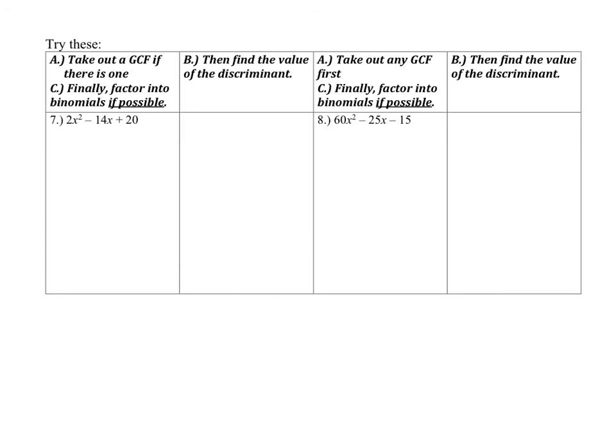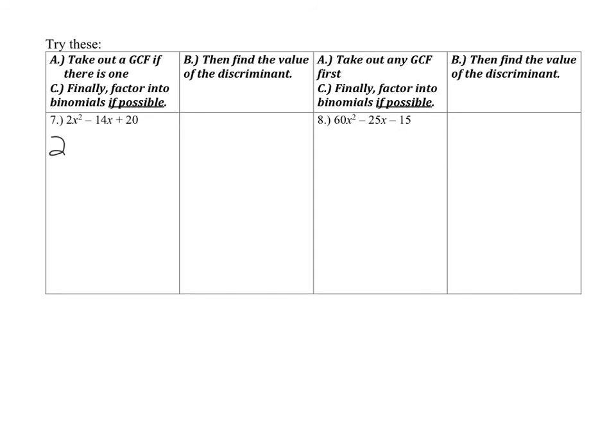Okay, so I want you to go in this order, A, B, C. And then once you find the discriminant, then finally factor into binomials if possible. So we're going to do that over here. So let me show you what I mean. So step 1. Take out the GCF first. So yes, there's a GCF in this one.